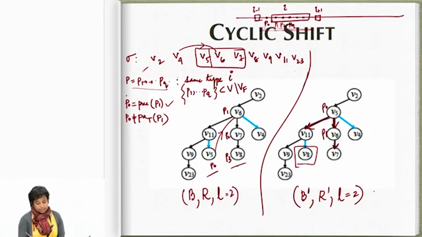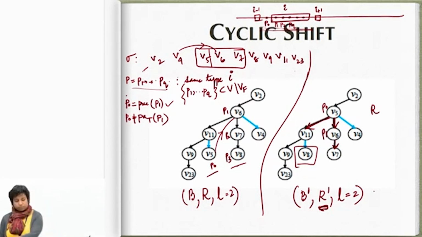Now however, can you say what the R prime set should be? All I have said is the number of reversed arcs does not change, but R prime has actually changed. Can you see why? In this example at least.